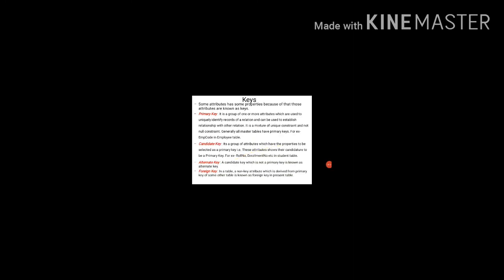The next one is keys. Primary key I already explained to you. The unique value is known as the primary key. Okay, it is a group of one or more attributes which are used to uniquely identify records of a relation and can be used to establish relationships with other relations. Means you are having a unique identification, and with that identification you can easily specify the whole data of a particular member, that is known as a primary key.